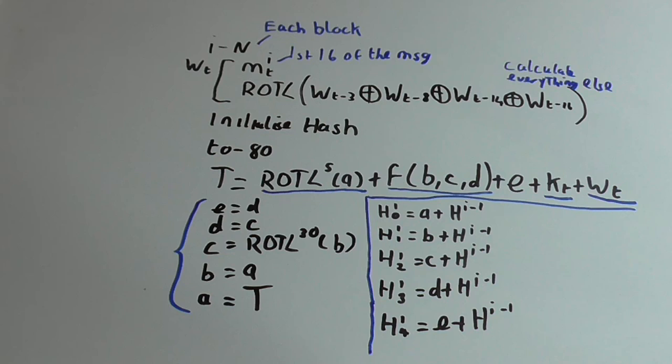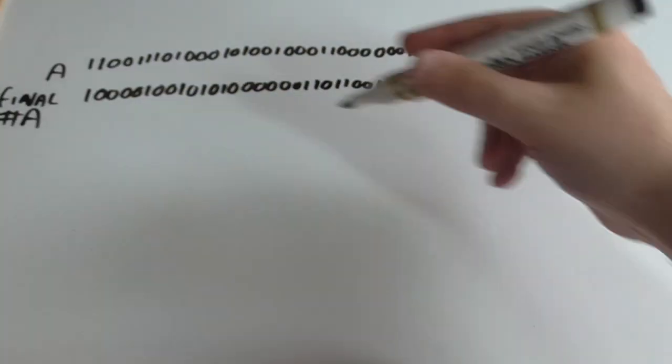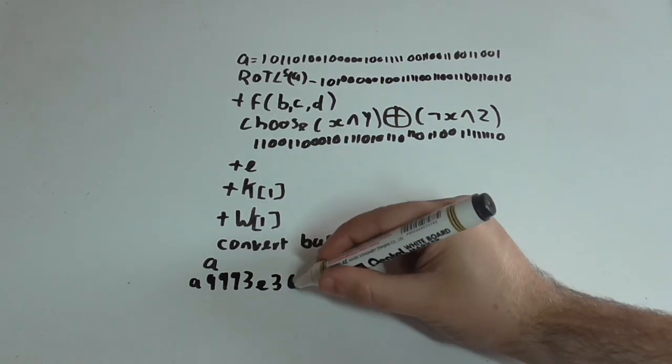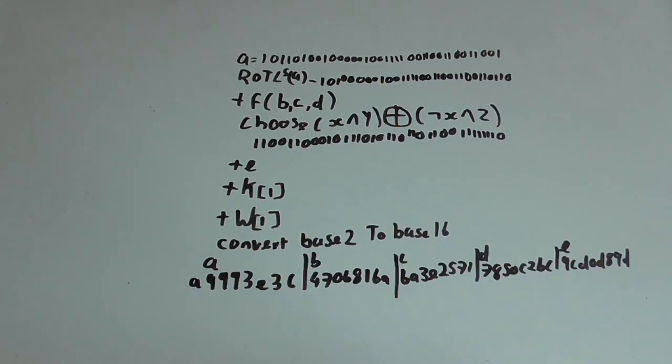We then sum the values of A, B, C, D, and E to the initial hash values. For example, the initial hash value of A was this, and we add this to the final hash value for A, which is this, and we get this. And we do the same for B, C, D, and E. The final step then is to convert the 5 final variables to their base 16 representation and concatenate them together.